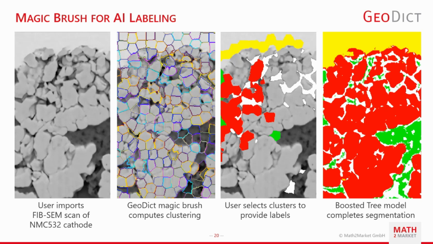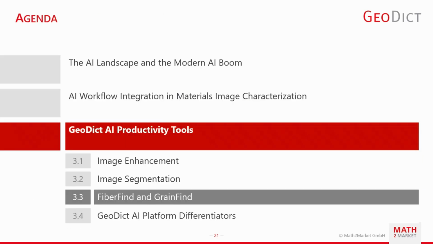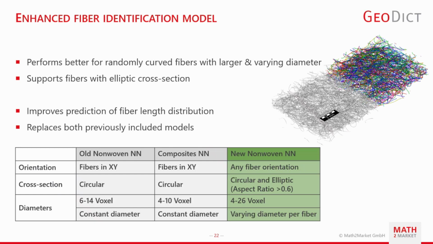Now, I want to talk about the FiberFind and the GrainFind tools. The FiberFind, again, goes back all the way to that 2018 paper we talked about, and we've continued to refine and enhance the tool, so it's performing better than ever for randomly curved fibers with larger and varying diameters.